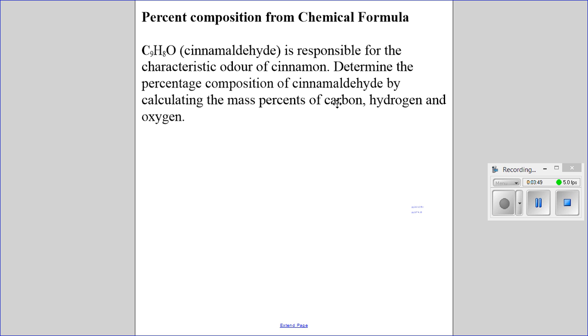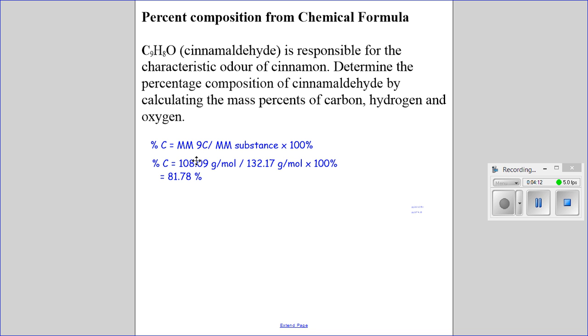How can we find the mass percentages of carbon, hydrogen, and oxygen? Well, we can just use the molar masses. For example, to find the percentage for carbon, we take the molar mass of 9 carbons, because 9 carbons make up this compound, and we divide it by the molar mass of our substance. Because we don't have data, we generate data from the molar mass.